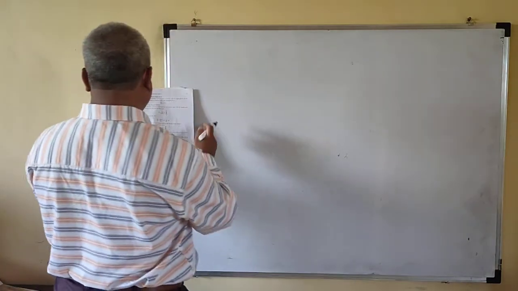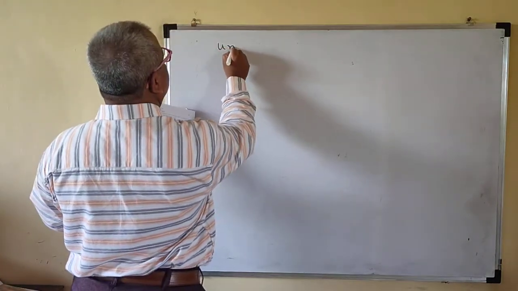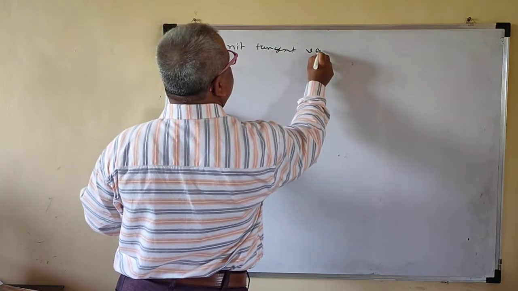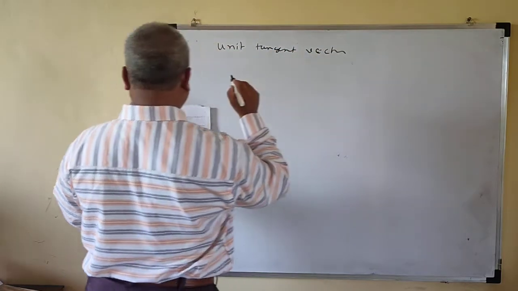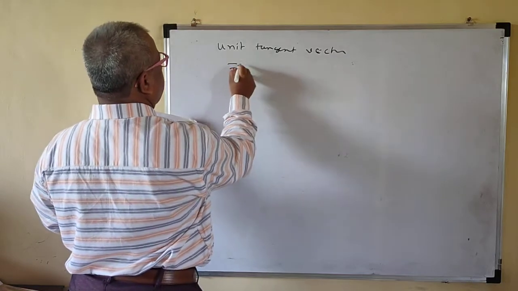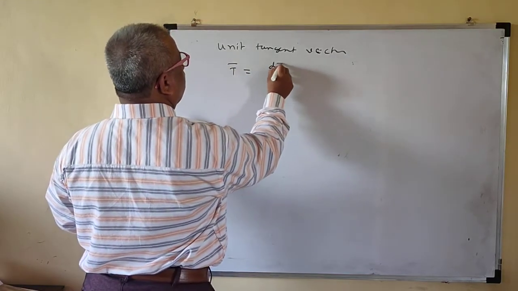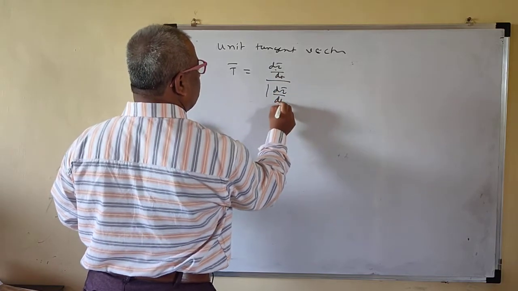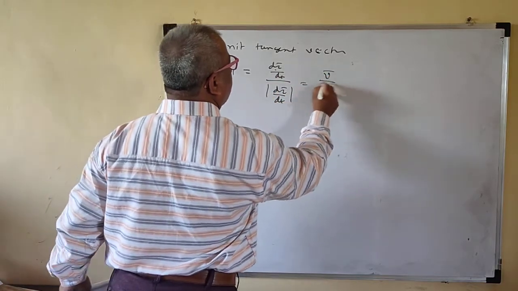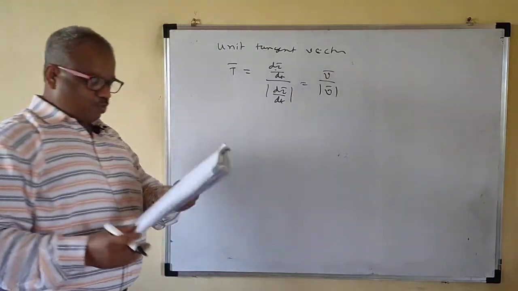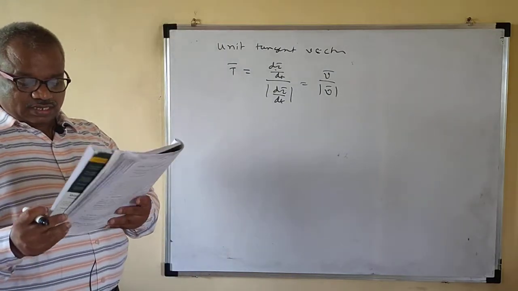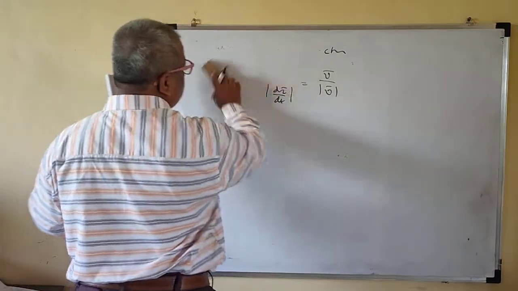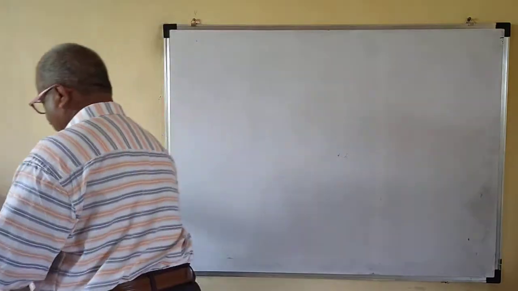Now this is a very important thing: the unit tangent vector. The unit tangent vector T bar is dr bar by dt upon mod of dr bar by dt, that is, v bar upon mod of v bar. So if you want to find the unit tangent vector, you can write this. We will see some simple problems on it.